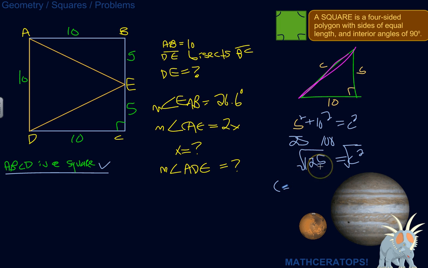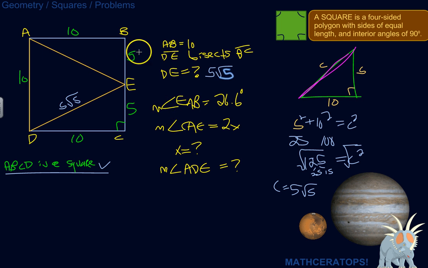125 is 25 times 5, right? 25 times 4 is 100, plus another 25 is 125. The square root of 25 is just 5, so we could call this 5 square root of 5. We got that 5 left. So DE is 5 square root of 5. Yep, okay, so that answers this question.